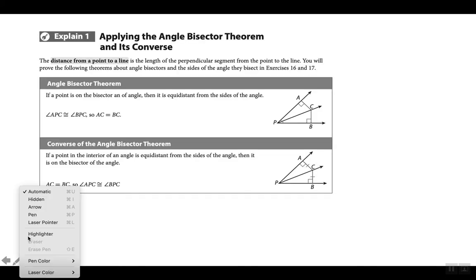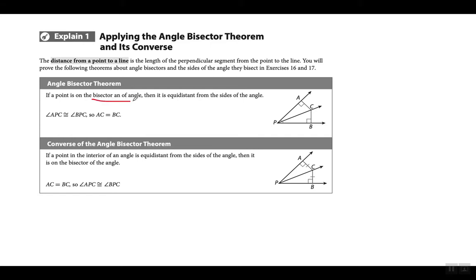Okay, so in this chapter, we're going to go over the angle bisector theorem and its converse. If a point is on the bisector of an angle, then it is equidistant from the sides of the angle. So first of all, let's remember what this means right here. The bisector of an angle.